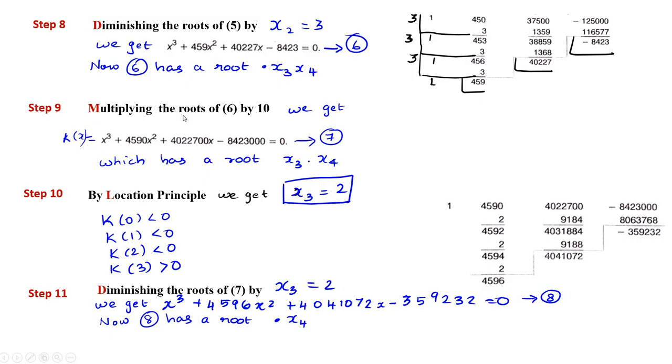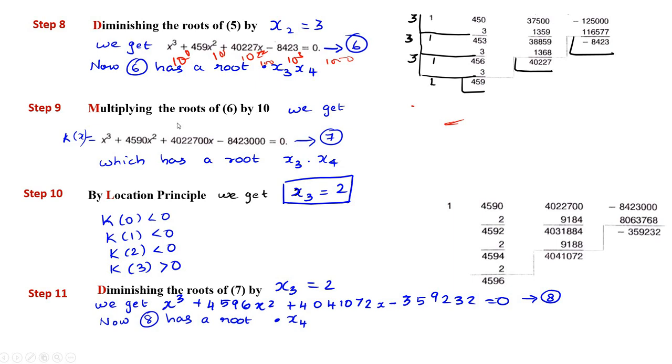Now multiply, LDM. Next is to multiply the roots of 6 by 10. So you have to multiply this by 10 power 0, and the next one by 10 power 1, next 10 squared and 10 cubed. Then 10 squared is 100, here 1000, that is 10. So you have 4590, 4022 700, and this one 8423 000.